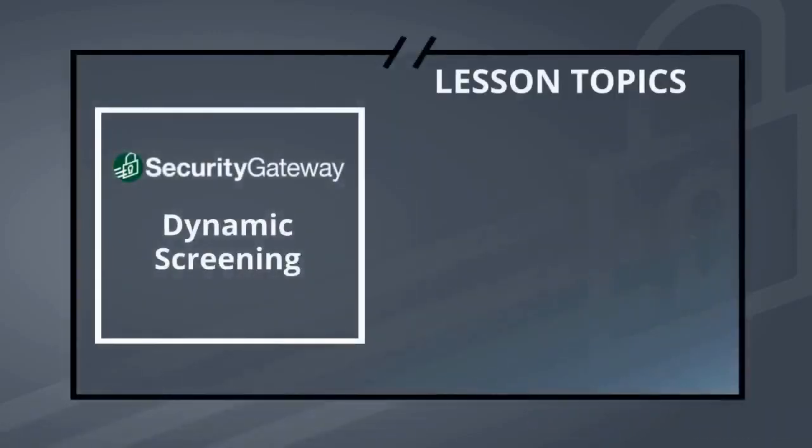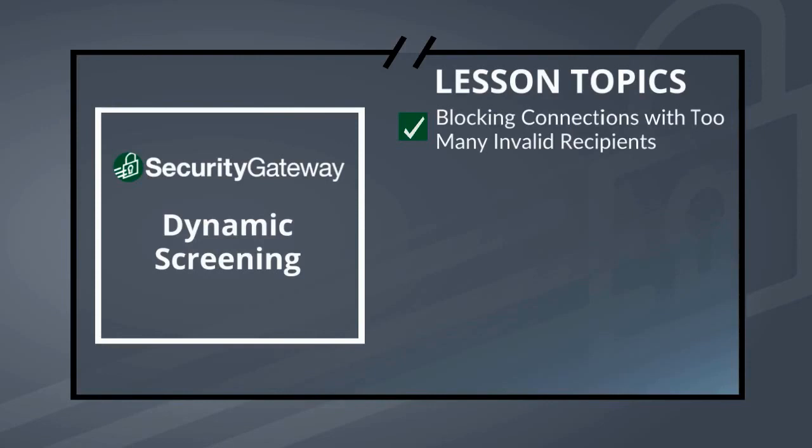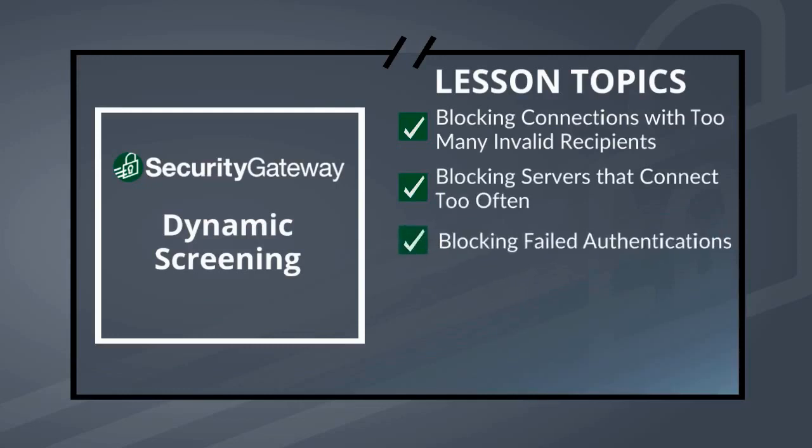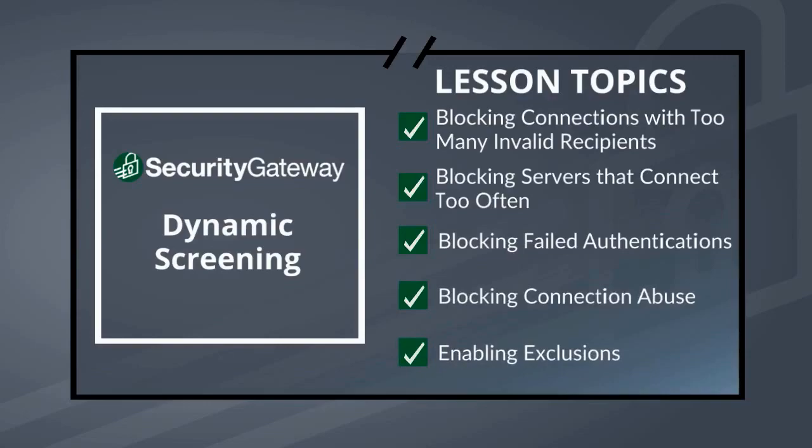In this lesson, we'll talk about the following topics: how to use dynamic screening to block connections addressed to too many invalid recipients, blocking servers that connect too often in a given time frame, blocking connections that fail too many authentication attempts, blocking servers that send too many connection resets, and configuring exclusions.